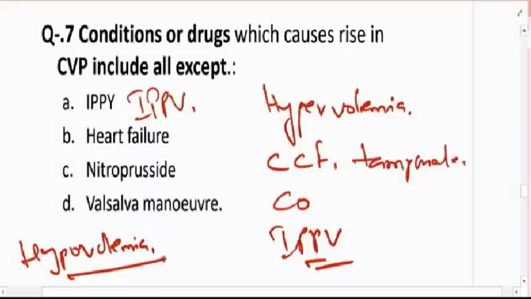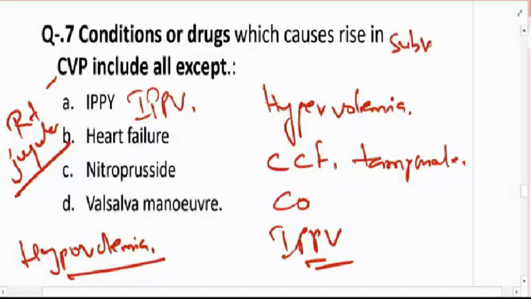Now, as far as the sites for CVP are concerned, most commonly used is the right jugular approach. That is the most common site which is used. Other sites include subclavian vein and femoral vein. Now the main drawback while using subclavian vein, main complication which can occur is there could be pneumothorax.